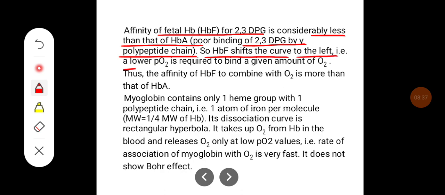That is, a lower PO2 is required to bind a given amount of oxygen. Thus, the affinity of fetal hemoglobin to combine with oxygen is more than that of adult hemoglobin.